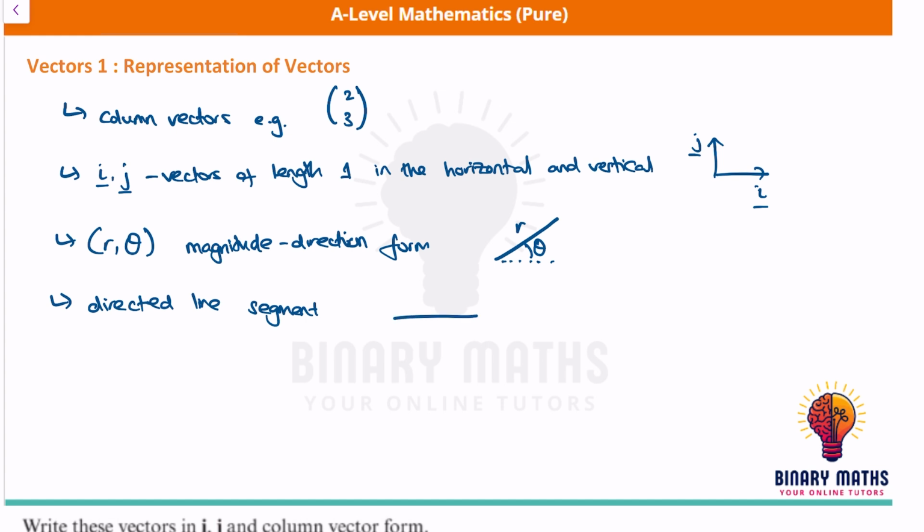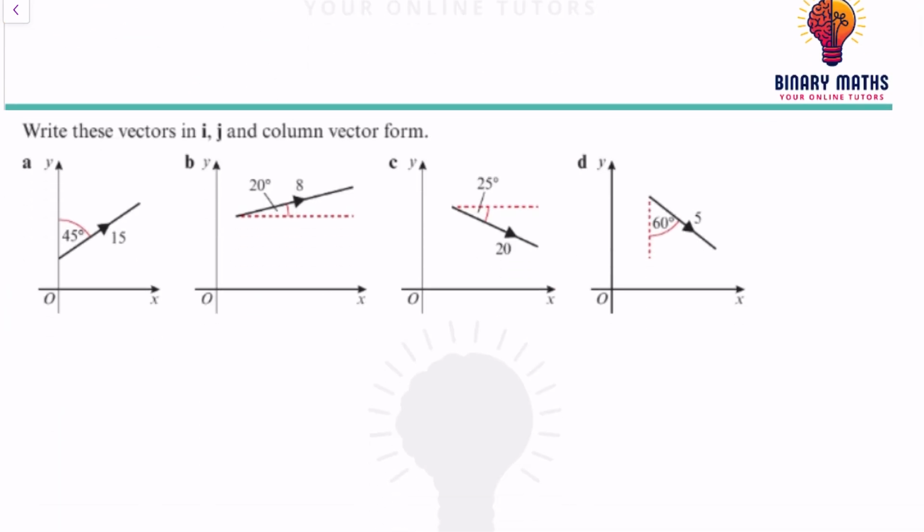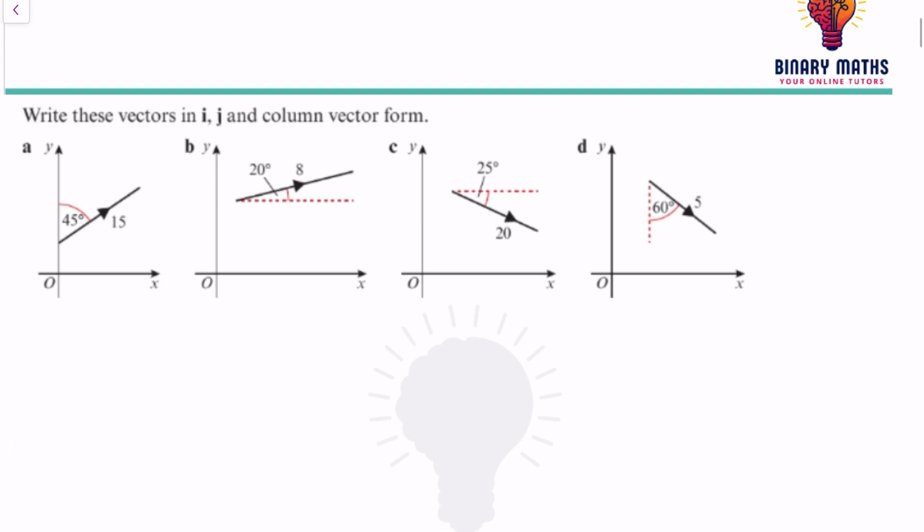So for example, a vector going from A to B can be denoted as little a. So we say AB is equal to a. Okay, so we need to be able to solve problems using all these different representations of vectors. Write these vectors in ij and column vector form.